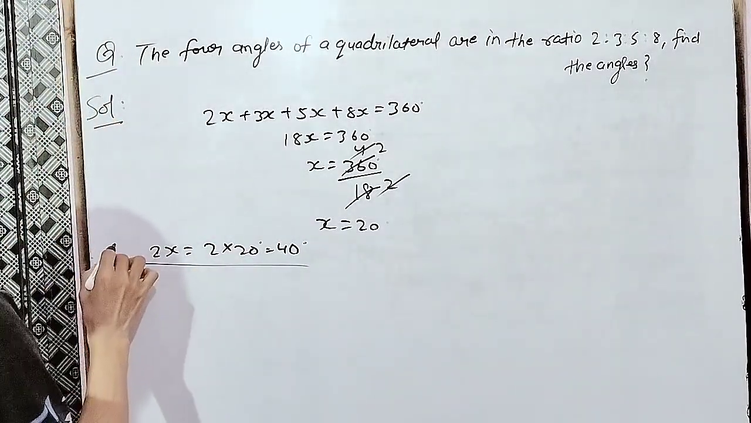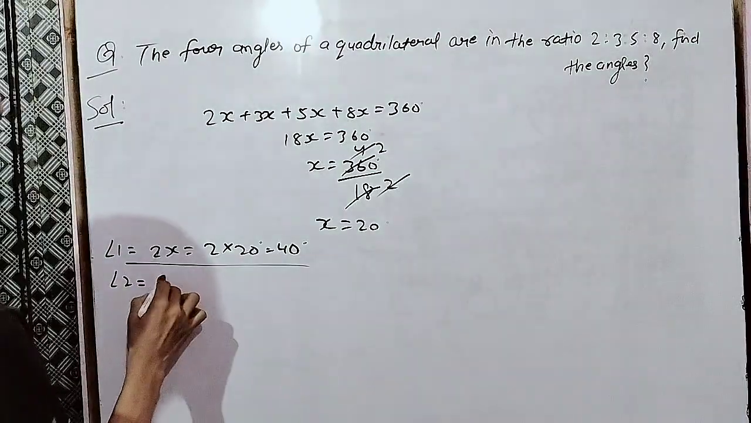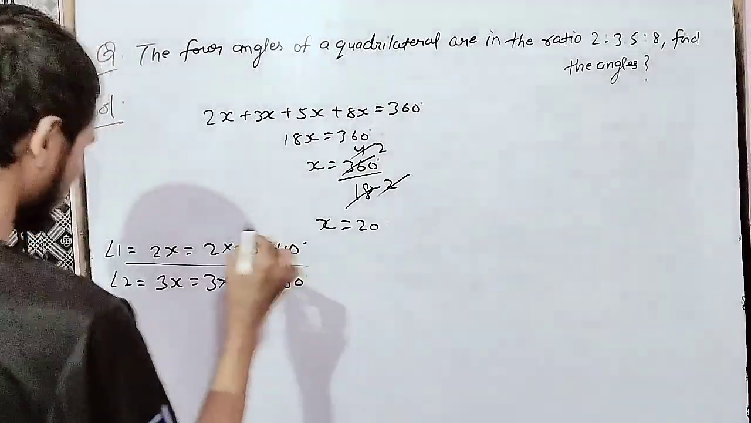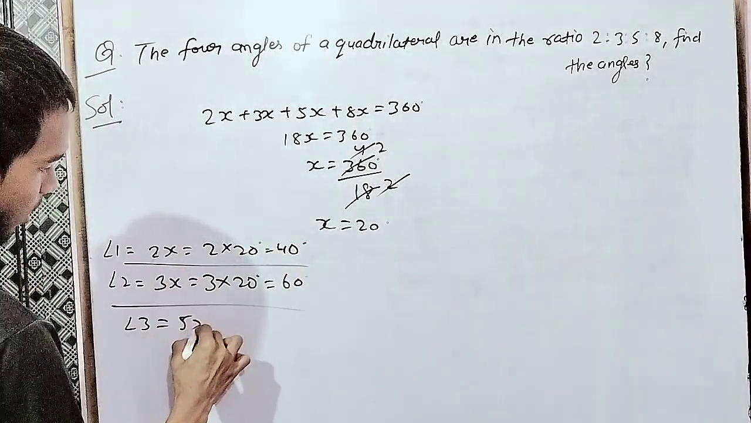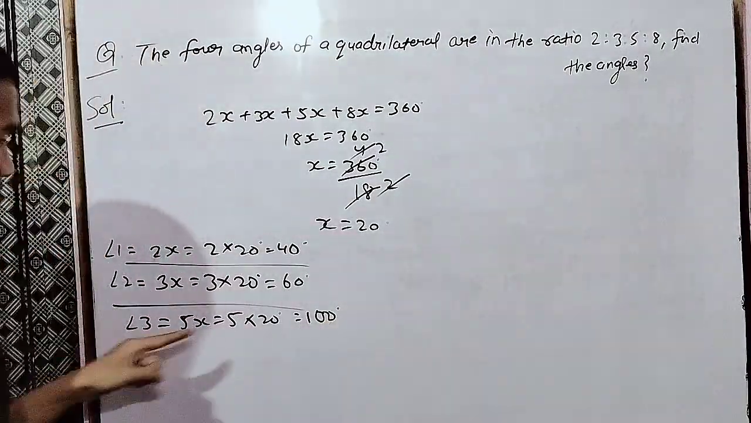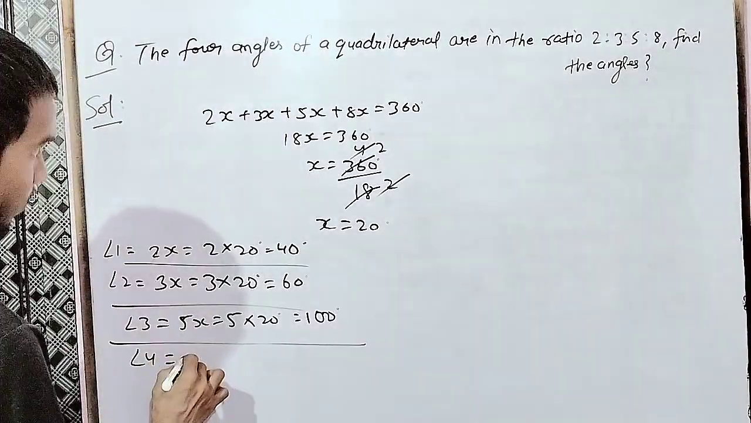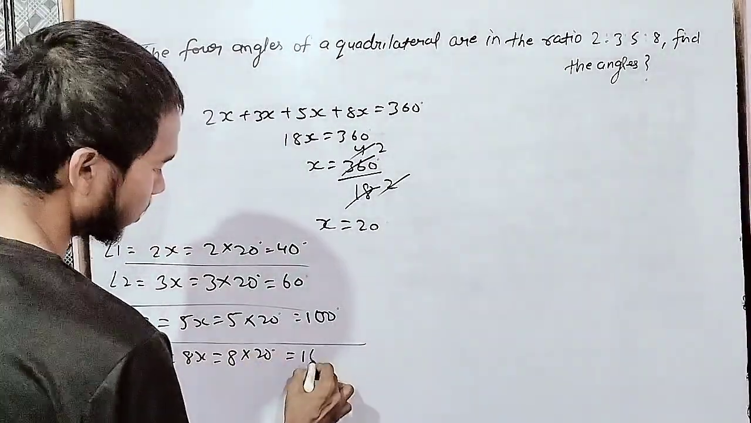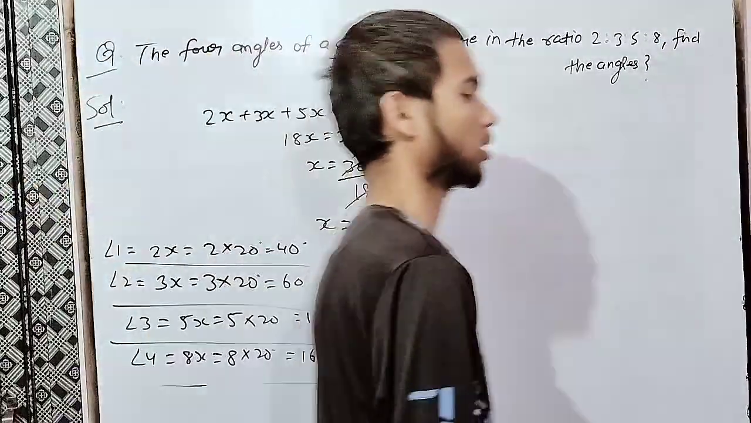Value of the second angle is 3x, 3 multiplied by 20, which is 60. Value of the third angle is 5x, so 5 multiplied by 20 would be 100. This is the value of the third angle. Now the value of the fourth angle is 8x, 8 multiplied by 20, which would be 160. This is the value of the fourth angle.